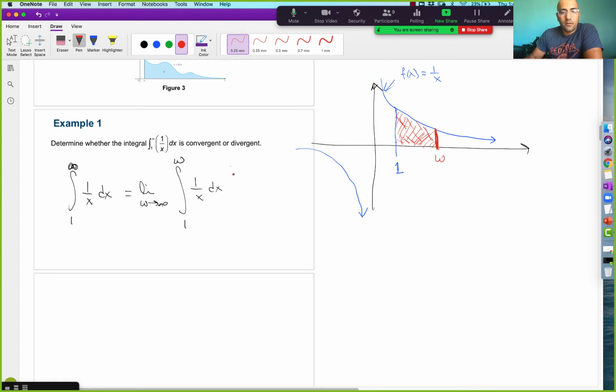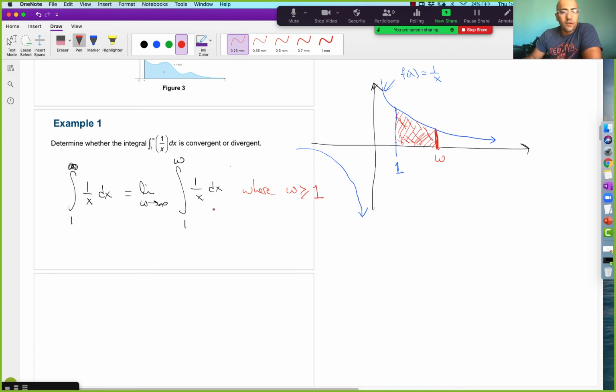Good. This is where w is strictly greater than 1. Well, greater than or equal to 1. But we know that when w equals 1, we're going to get a 0. But we're interested in large values of w, right? That's the whole point. We want to apply the limit so that this goes that way and goes off to infinity.